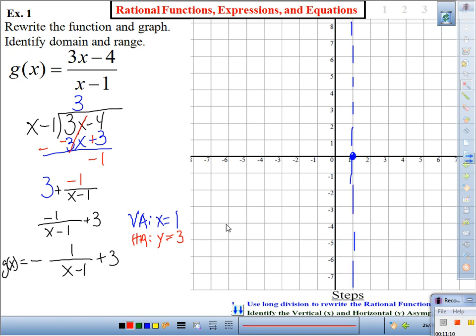Now earlier somebody asked, Mr. Q, why do we do a dotted or a dashed line? Because it's telling us that it's invisible and we can't touch it, like MC Hammer. Huh? Y equals 3 is right here. Once again, vertical asymptote going through there.